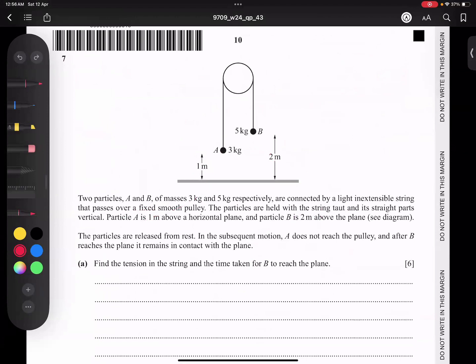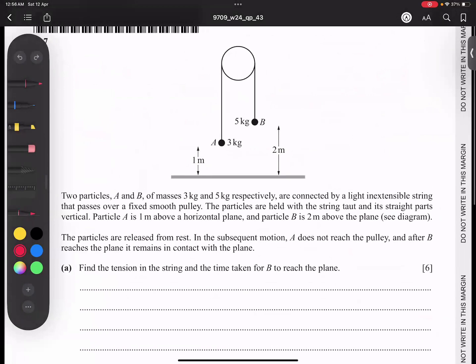He said they are released from rest, so the starting velocity is 0 for both particles, and A does not reach the pulley and B reaches the plane, which is very clear. We have to find the tension and the time for the B particle to reach. B is the heavy particle. What is the weight component of this? It is 50 newtons, because 5 times 10 is 50.